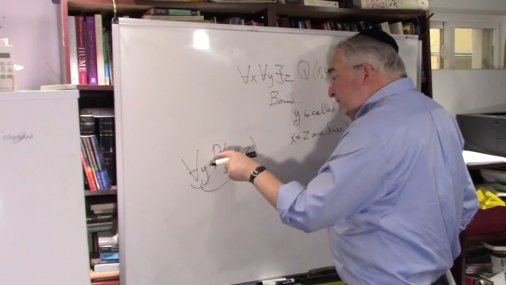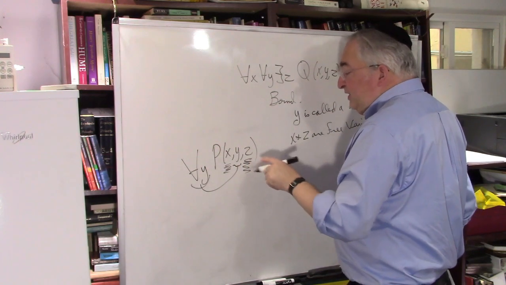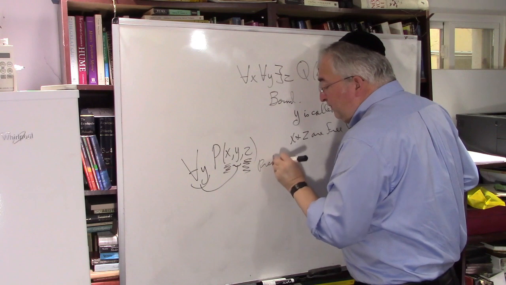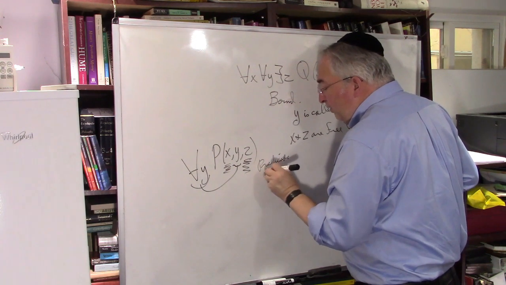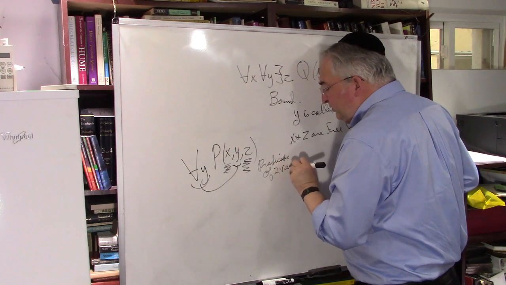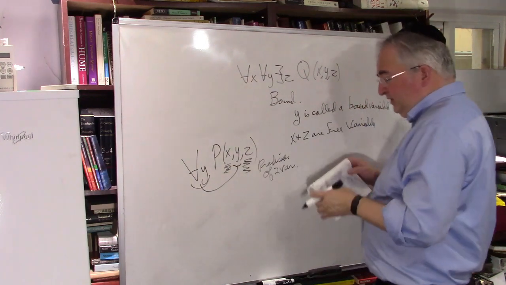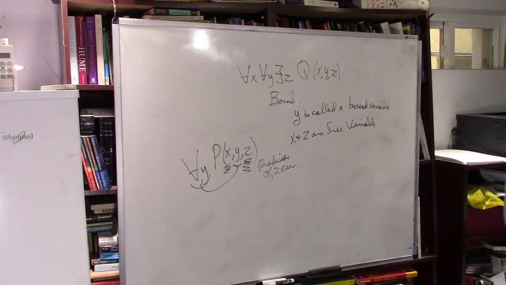For all y, p of x comma y comma z, this is a predicate of two variables. There are two variables, x and z. Okay, you plug in different values for x and z. Great.